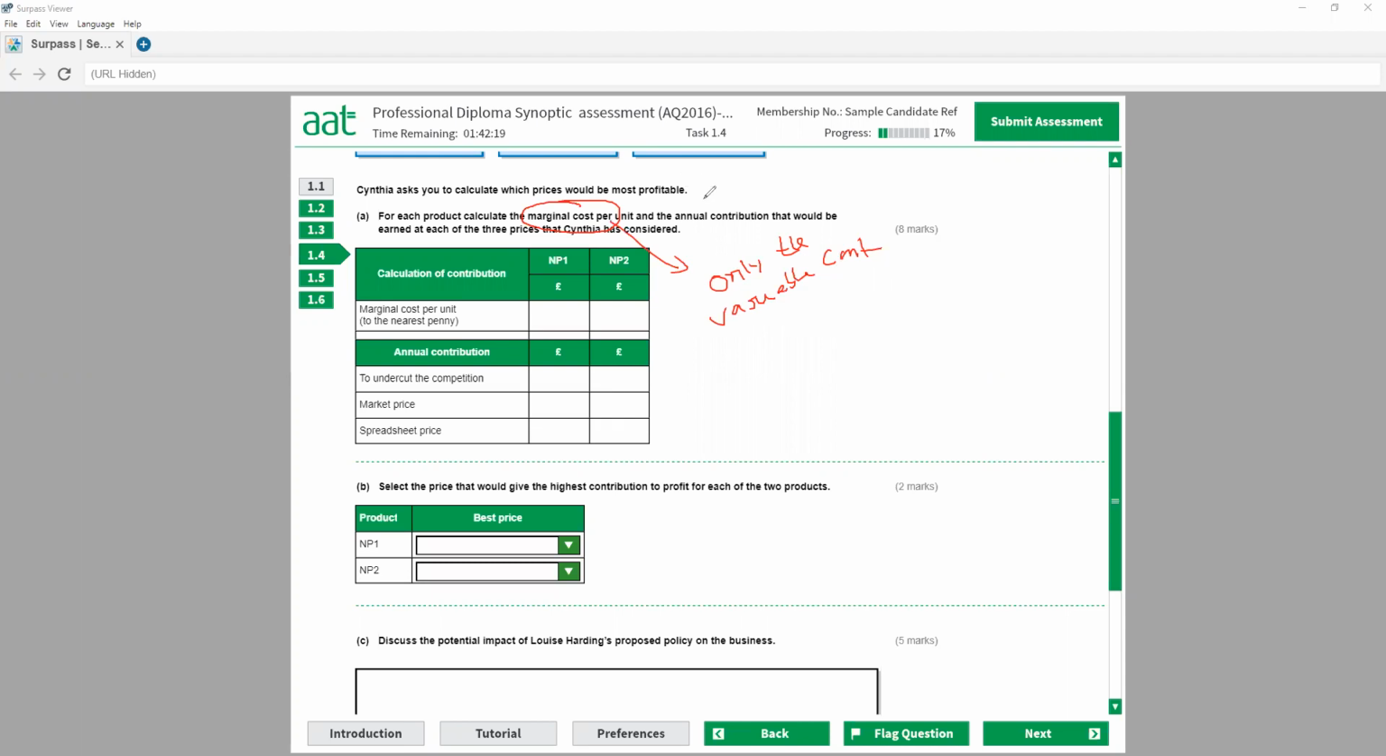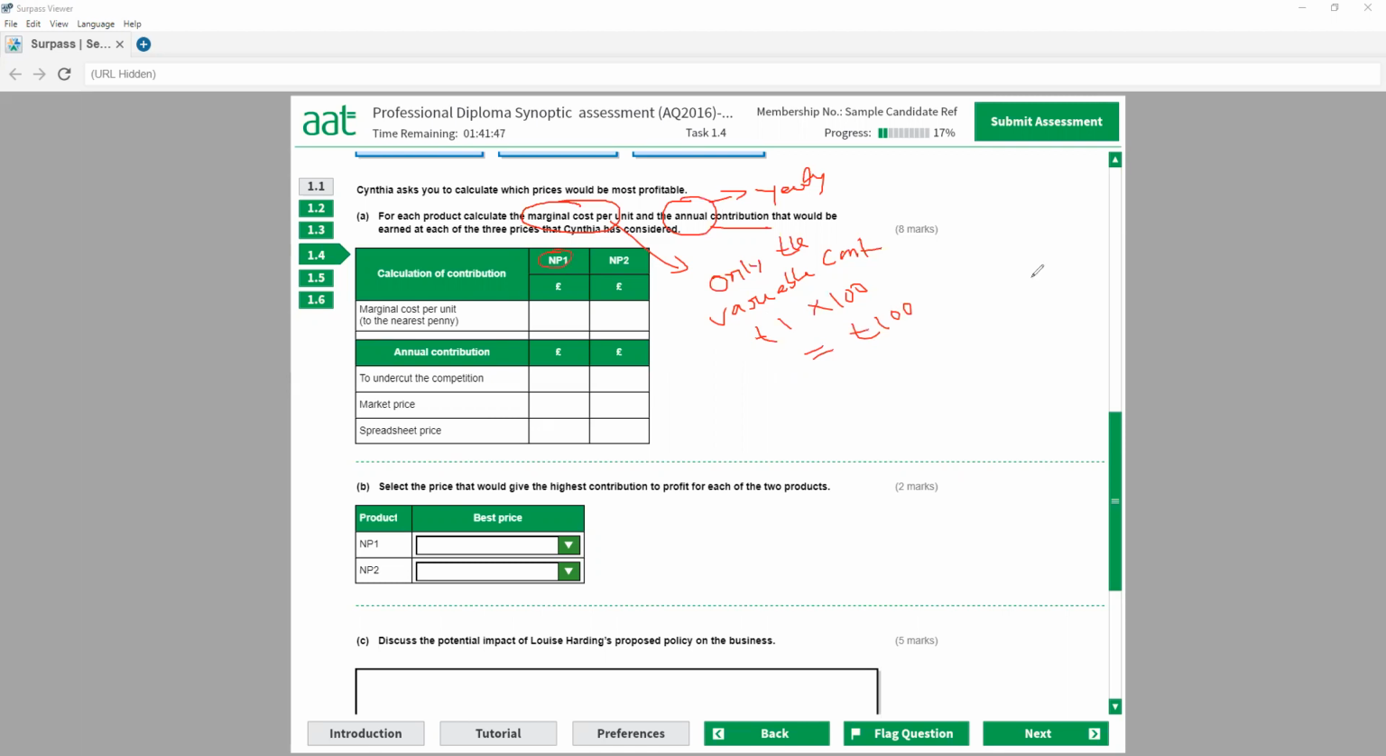After that, we have to calculate the annual contribution. That means yearly contribution, not for one product, not for one month, but for the whole year. So for that, I have to know how much the contribution is for one product and how many units I can sell for the whole year. For example, let's say the contribution for NP1 is £1, and if I can sell 100 units for the whole year, my total contribution will be 100.